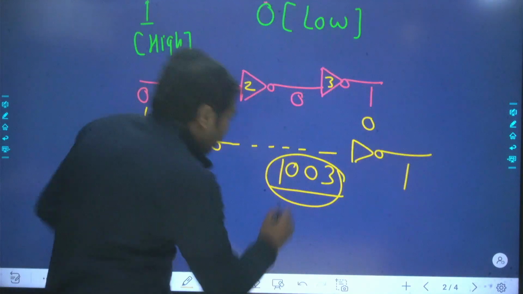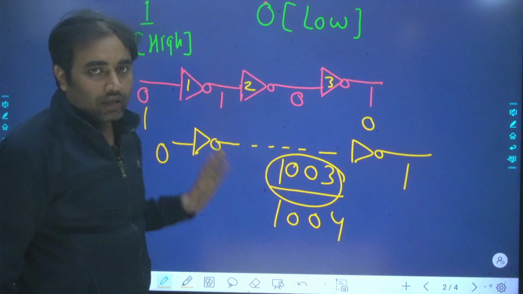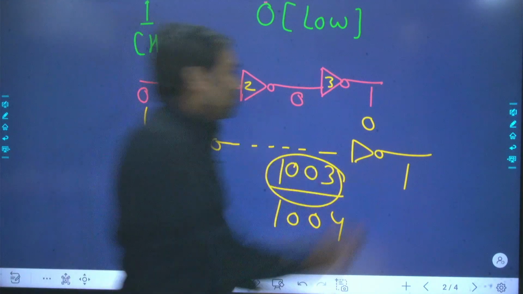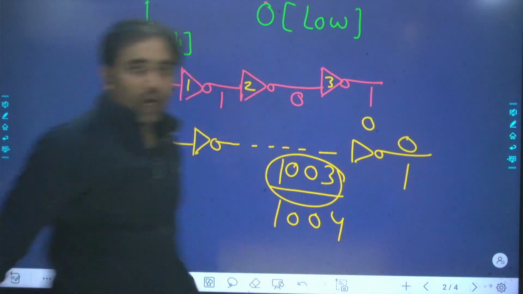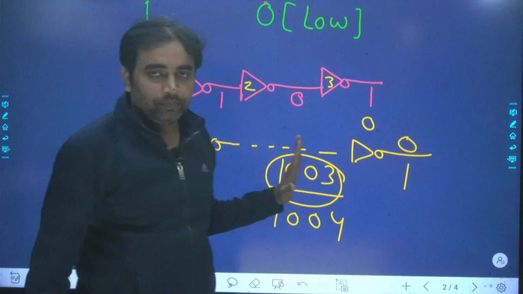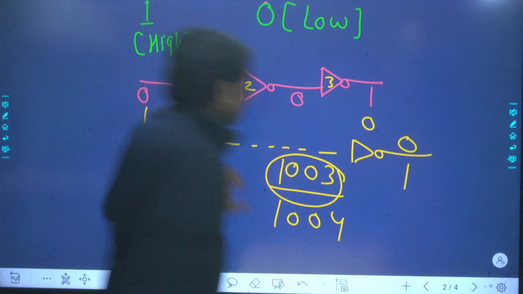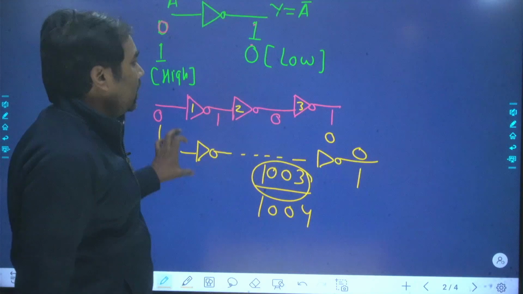If there are 1004 gates here, no need to check either. Direct answer: whatever the input is comes at the output. If I apply 0, that's 0, and if I apply 1, we get 1 here. No need to check. Clear? Okay.